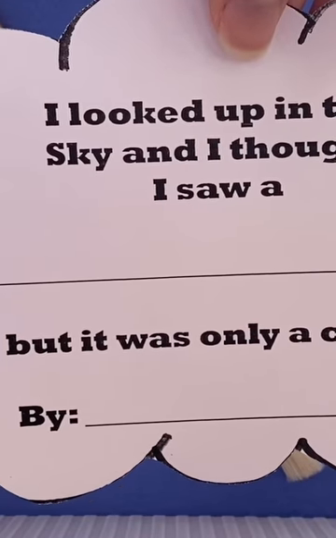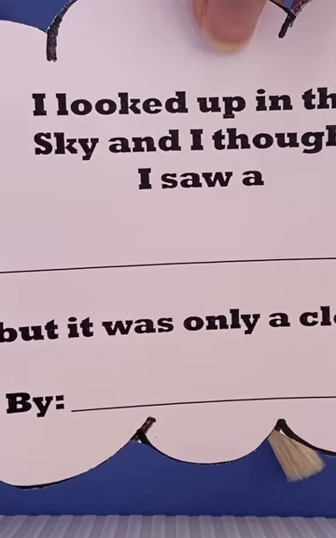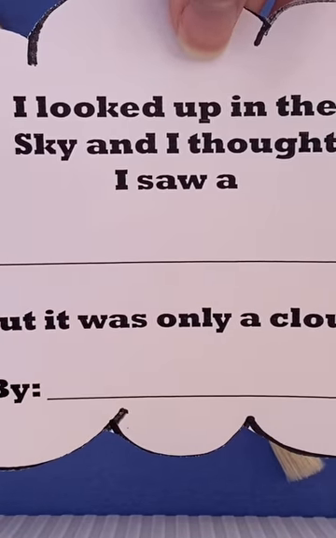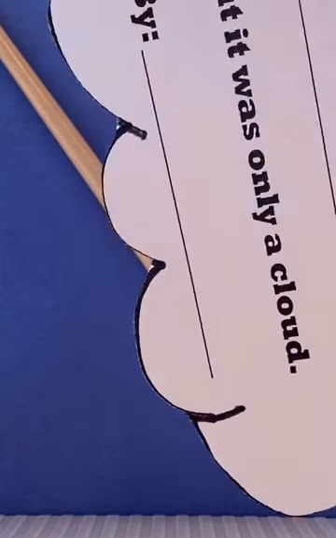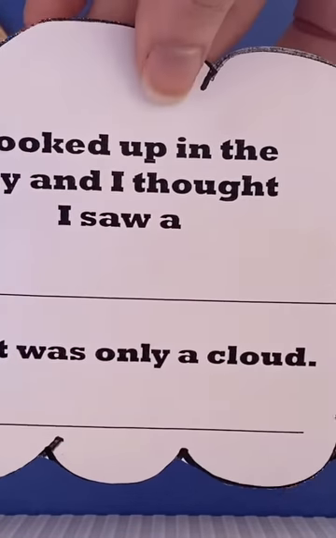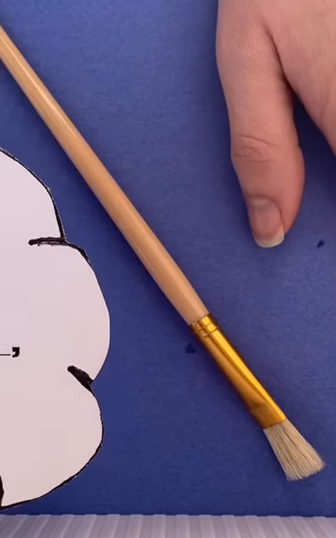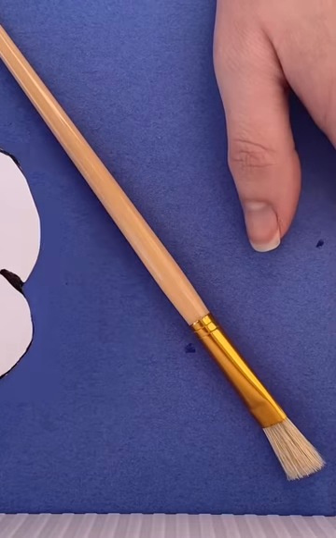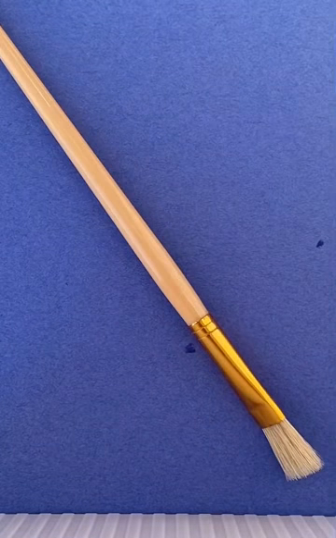And then I cut out a cloud that said, I looked up in the sky and I thought I saw a, and then your child can fill in and tell you what they saw. And then it says, but it was only a cloud, and you can put their name on it. And this is how we would display it in class. We would have them paint outside with us, and then we would put this next to it. But that is just an option, not something you have to do.